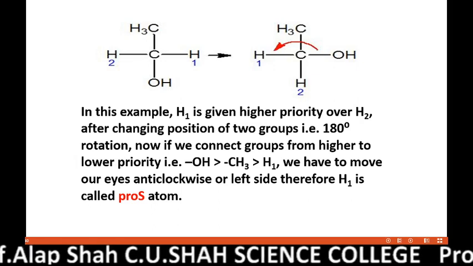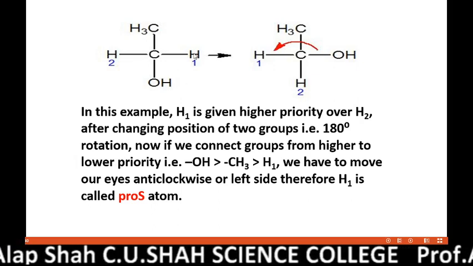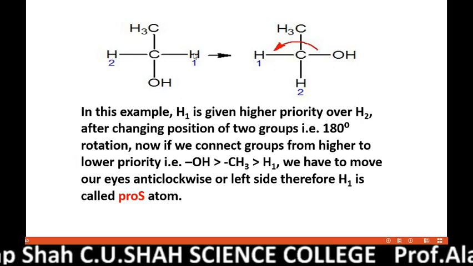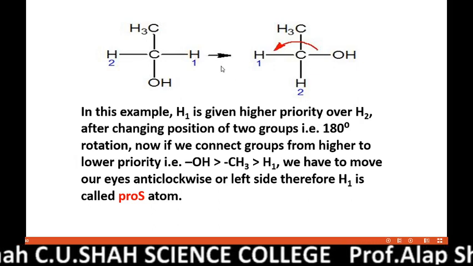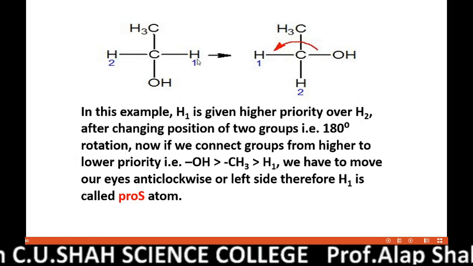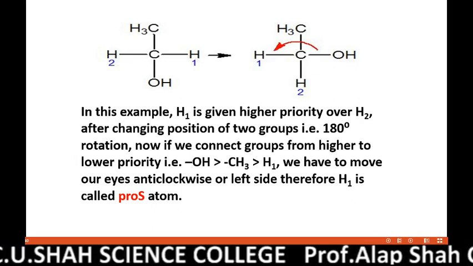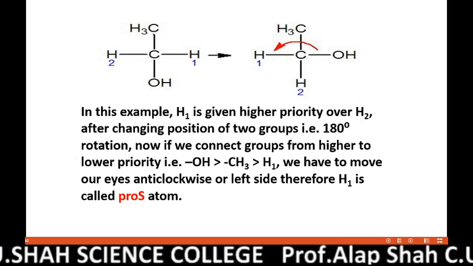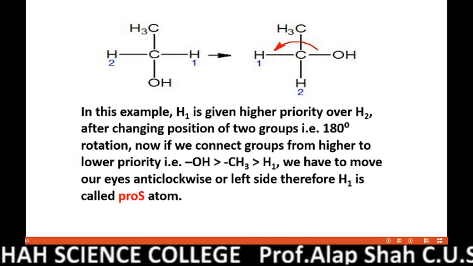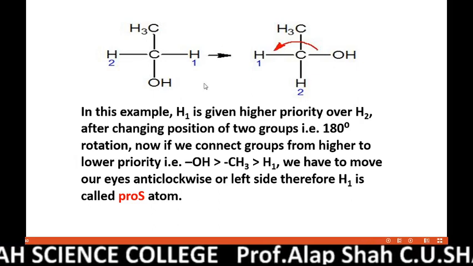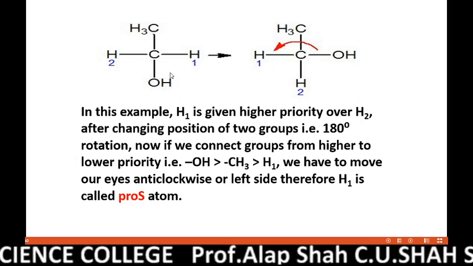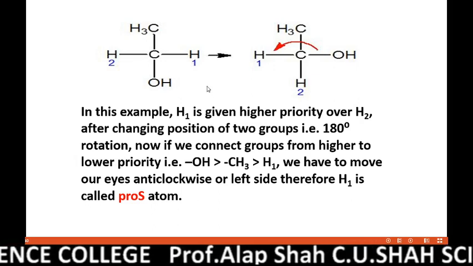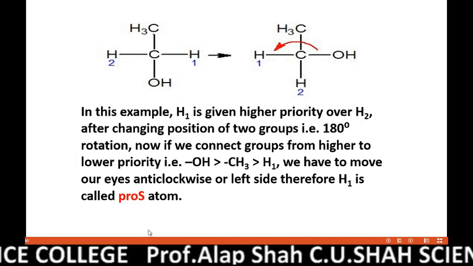So displacement of H1 would give us the S configuration. That's why it is known as the pro-S atom or pro-S group. So this is the way the nomenclature of prochiral atoms can be done, and they can be designated as either pro-R or pro-S.